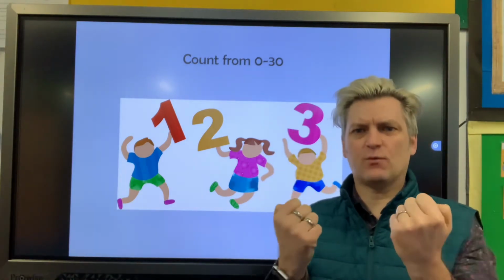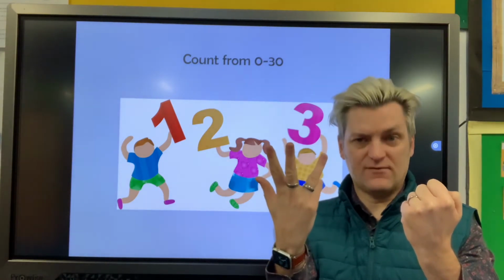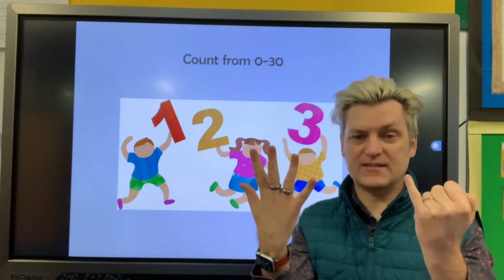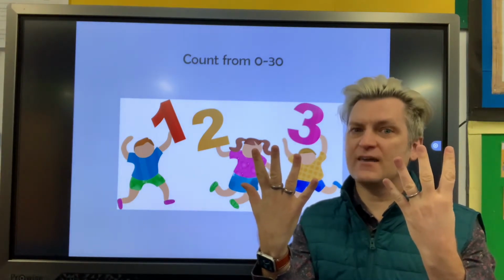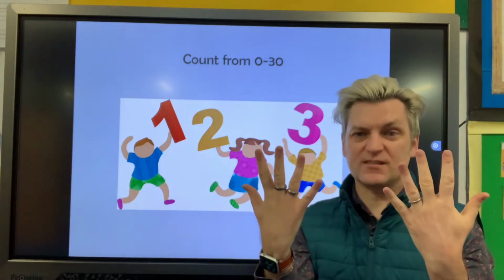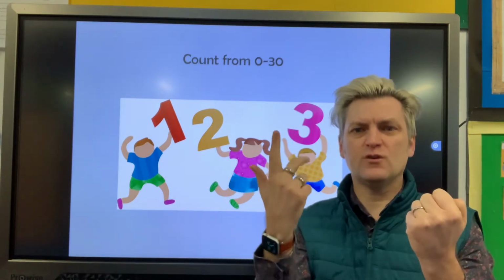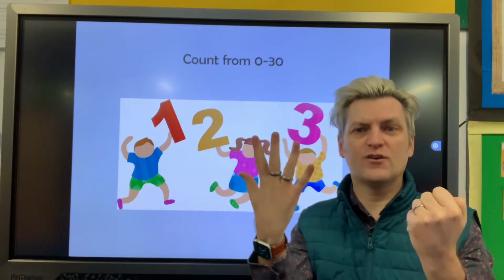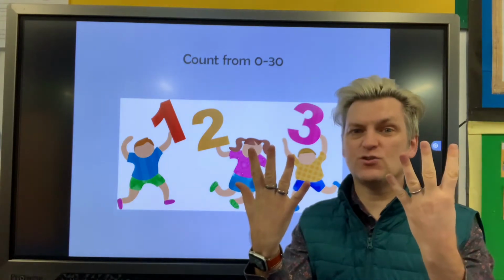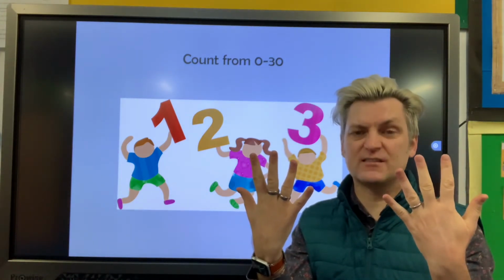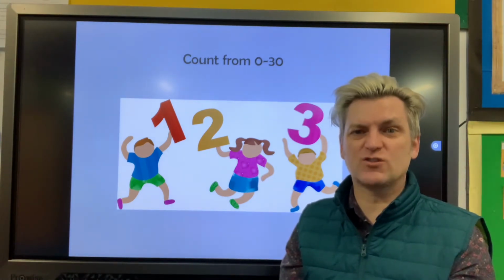And then instead of saying 11, we went 1 ten 1, 1 ten 2, 1 ten 3, 1 ten 4, 1 ten 5, 1 ten 6, 1 ten 7, 1 ten 8, 1 ten and 9. And then we said 2 tens. And then we carried on counting. We went 2 ten 1, 2 ten 2, and so on up to 2 ten 9, and then 3 tens.